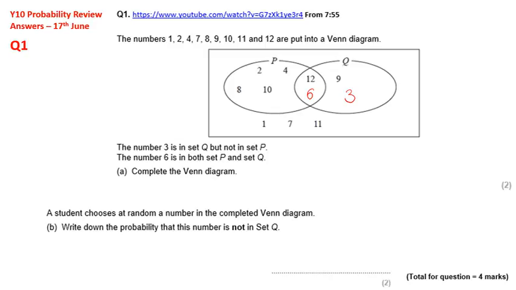So I've completed it. The student chooses at random a number in the completed diagram. We want the probability this number is not in set Q. Note there are 4 elements in set Q. Count how many are not in set Q. That's 1, 2, 3, 4, 5, 6, 7 that are not in set Q. Out of how many numbers altogether? Well, we've got those 7 plus these 4, so 7 out of 11 of the numbers are not in set Q.